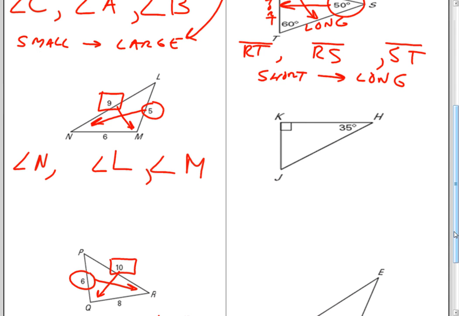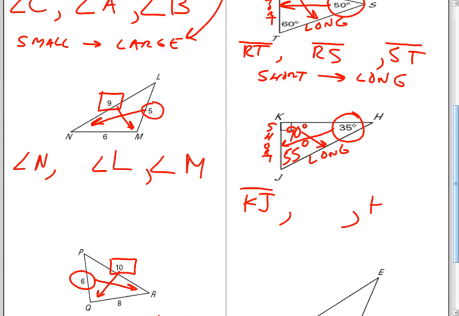Not everything's going to be given to you. You might have to put in some missing information, like 90 and 55. That's small. What's opposite is the short side, which is KJ. 90 is obviously the biggest angle. The hypotenuse must be the long side. HJ, the one that's left, is KH.